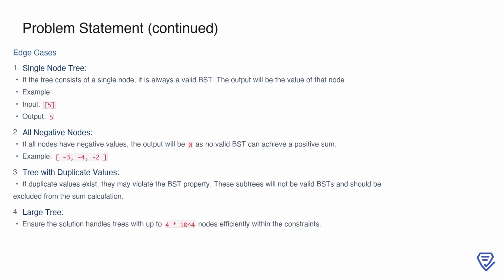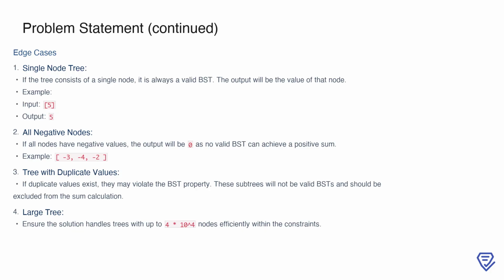There are a few edge cases to keep in mind. First, if the tree consists of just a single node, that node is always a valid BST, and the output will simply be the value of that node. For example, if the input is a tree with a single node valued at 5, the output is 5. Second, if all nodes in the tree have negative values, the output will be 0 because no valid BST can achieve a positive sum. Third, if there are duplicate values in the tree, those duplicates may violate the BST property, and such subtrees should be excluded from the sum calculation.